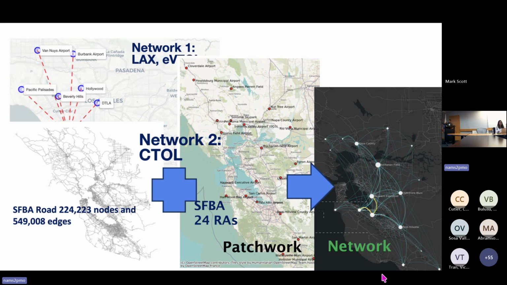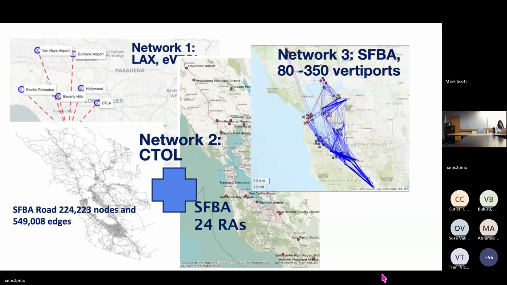In this particular network, I focus on the Bay Area and the 24 regional airports that are in the Bay Area. And as a student of mine likes to say, we're trying to take what's a patchwork of airports and convert it into a network and understand the value of turning it into a network. Next slide. And the third network I look at is the San Francisco Bay Area again, with very large numbers of vertiports, right? And to see, basically, do large numbers of vertiports actually generate value.